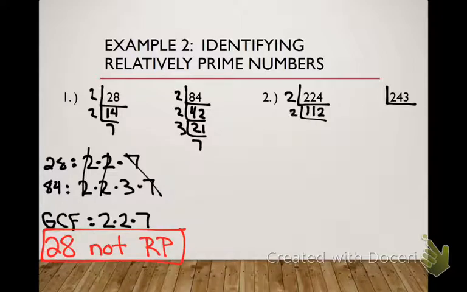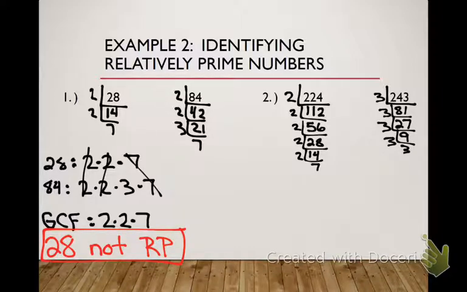112. 2 goes into 112 how many times? 56, correct, yeah. 2 into 56, 28. 2 into 28, 14. 2 into 14, 7. 243, 3 goes into it 81 times. 3 goes into it again, 27. Looks like a bunch of 3s to me, huh?